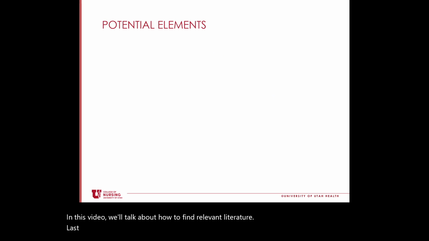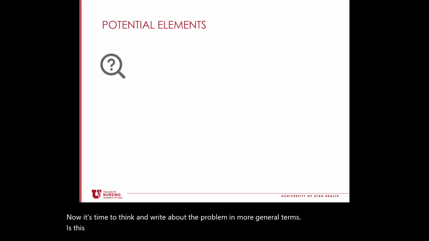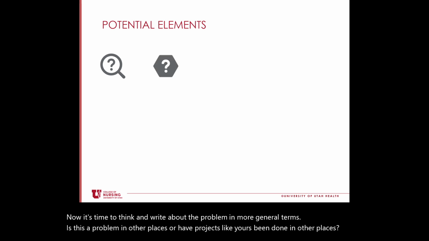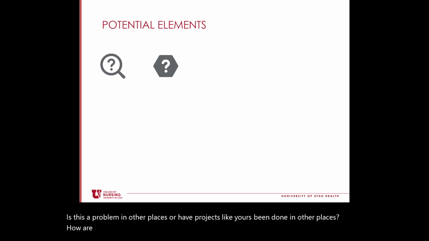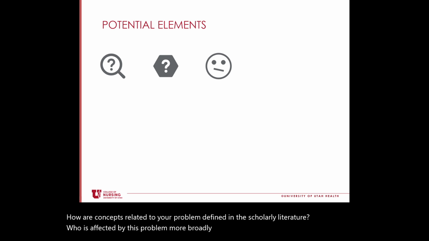Last time we looked at some things to think about when developing a problem statement about the local problem. Now it's time to think and write about the problem in more general terms. Is this a problem in other places, or have projects like yours been done in other places? How are concepts related to your problem defined in the scholarly literature? Who is affected by this problem more broadly? What people and systems?